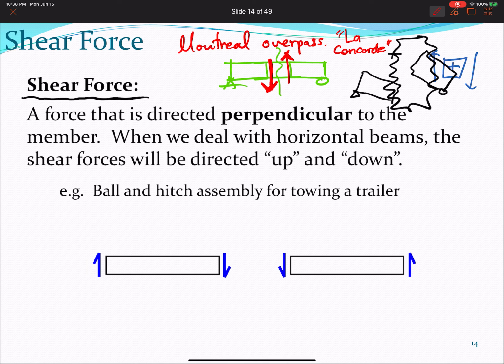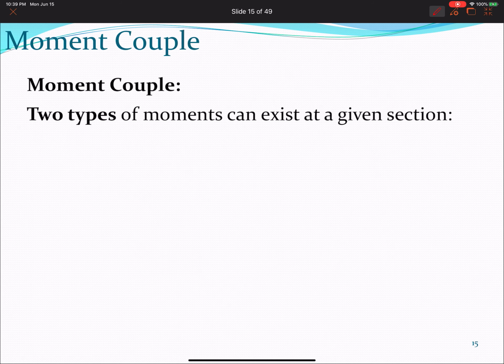So when you are towing a trailer, you will have your car. I don't know how to draw cars. So this assembly, and you have your trailer here. It's carrying forces in shear. So that could be a shear force.